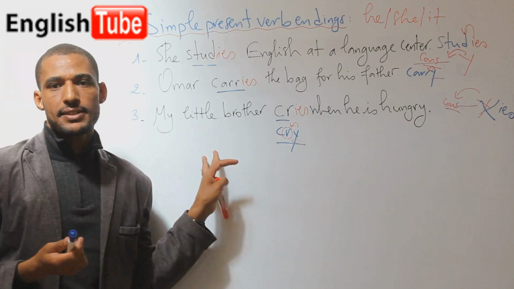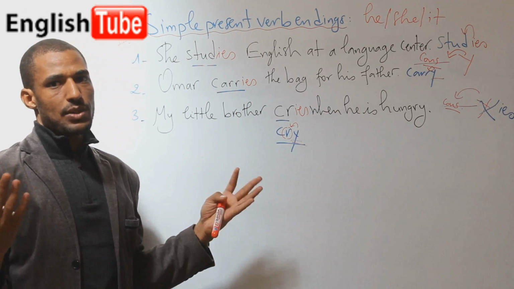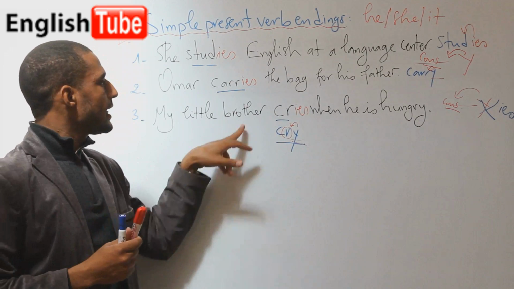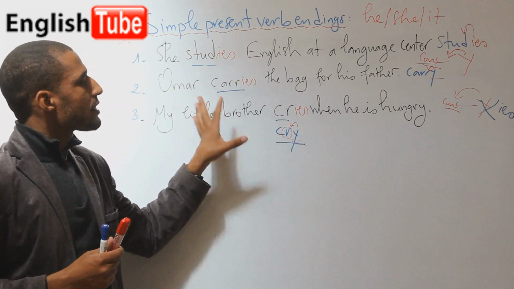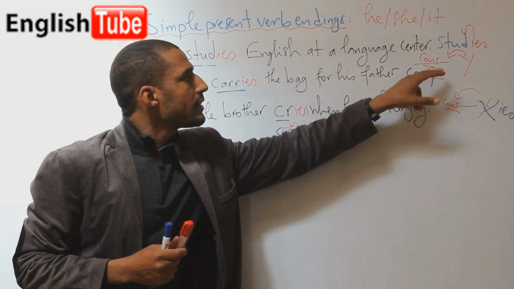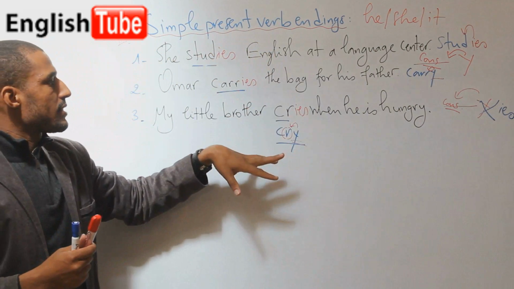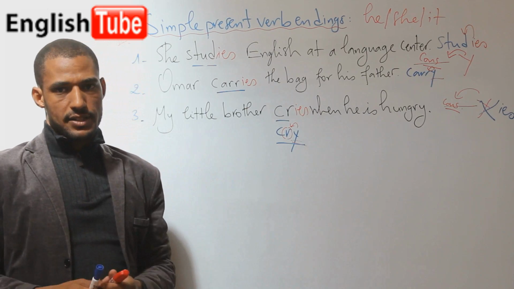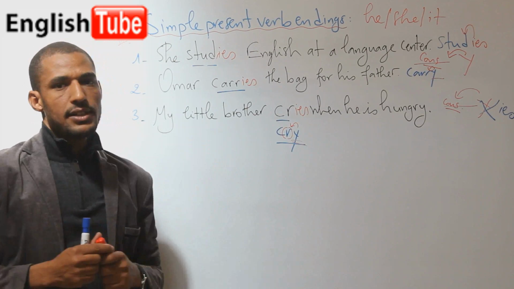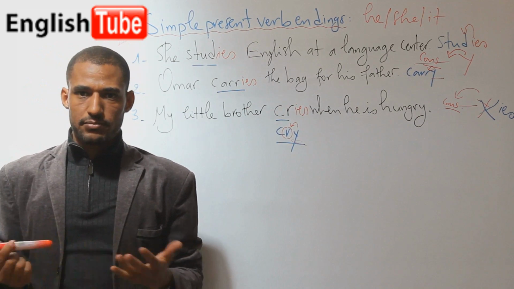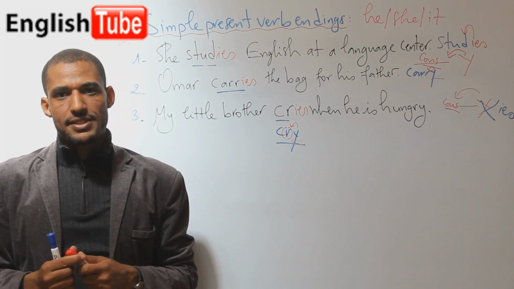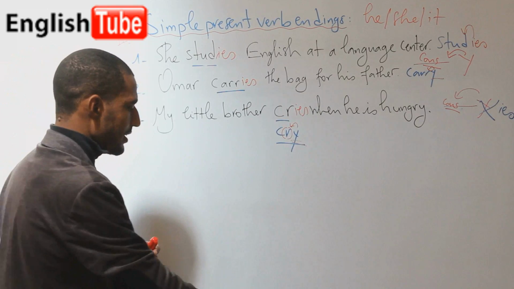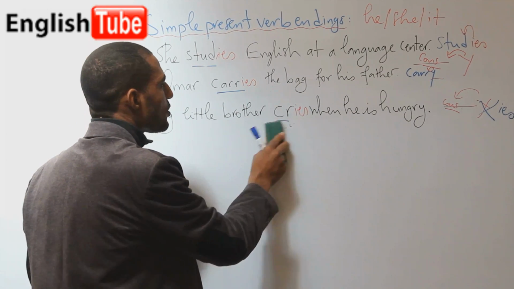So all the three sentences are about one rule, which is we add IES at the end of a verb when there is Y at the end, preceded by a consonant. So maybe R, D, K, whatever consonant. So this is the third case, as you see.